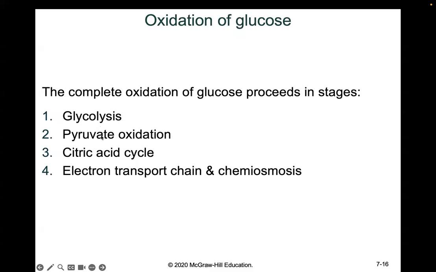This pyruvate is then oxidized further and enters the citric acid cycle. In this citric acid cycle, we're creating so many electron carriers because we're breaking it down more and more, releasing electrons. A lot of electron carriers are taking up these electrons, and these electron carriers are then passing these electrons. Hence, you create something called an electron transport chain to create ATP. We're going to go into details of every single one. Don't worry.